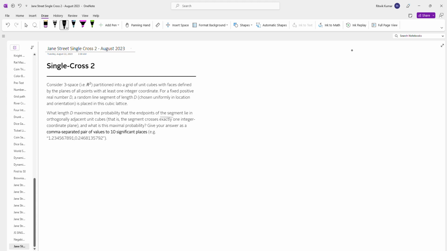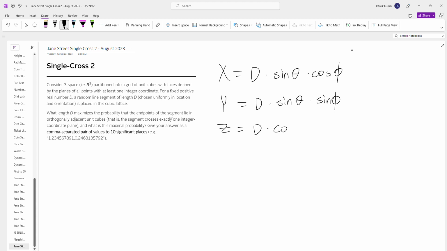So the first thing to consider is that our line segment D can be oriented in any way in 3D space. Our best tool for modeling this would be to use spherical coordinates, which is like this, where D is the length, then we have x equals D times sine theta times cosine phi, y equals D times sine theta times sine phi, and z is equal to D times cosine theta.